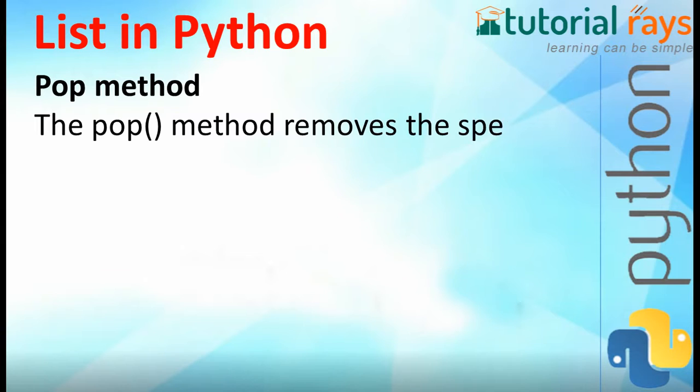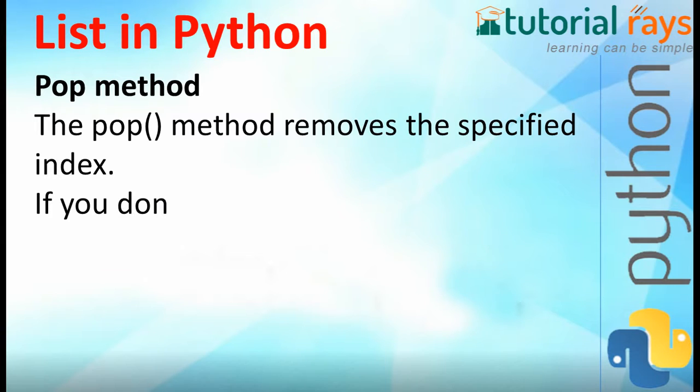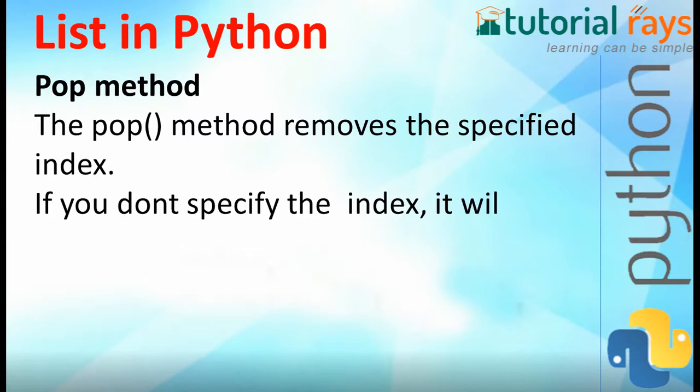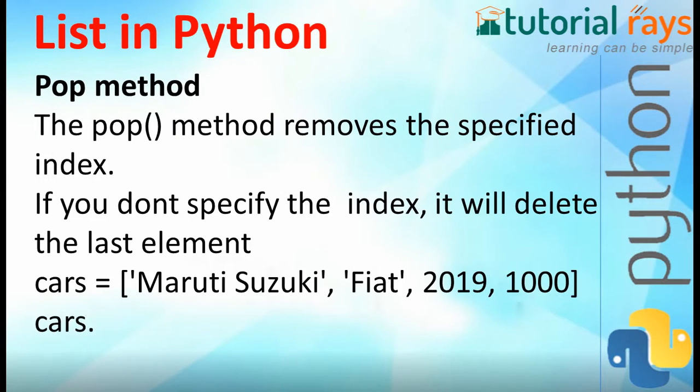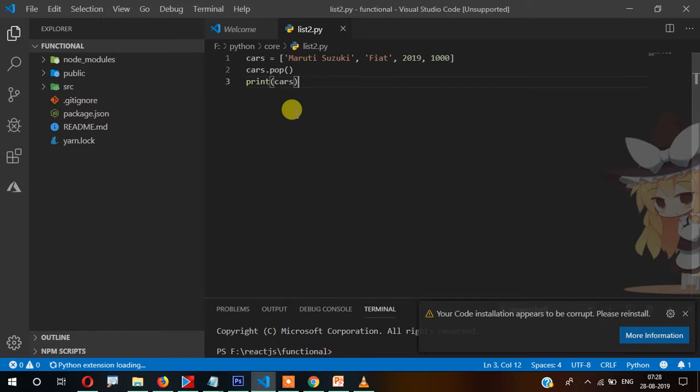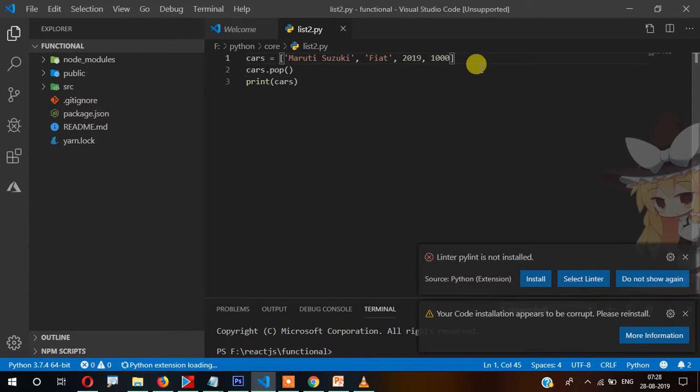And then there is the pop method. The pop method removes the specified index. If you don't specify the index, it will delete the last item. For example, cars Maruti, Suzuki, Fiat, 2019 and then 1000, cars.pop, then print cars. Let's see with an example. So here this car list has 4 elements.